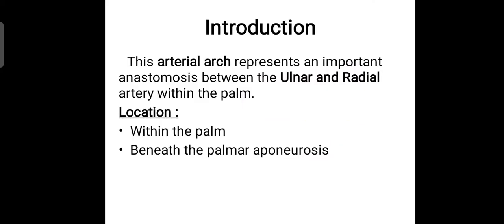It is an arterial arch which represents an important anastomosis between the ulnar artery on the medial side and the radial artery on the lateral side within the palm. How can you define the location of the superficial palmar arch? It is located within the palm and beneath the palmar aponeurosis.